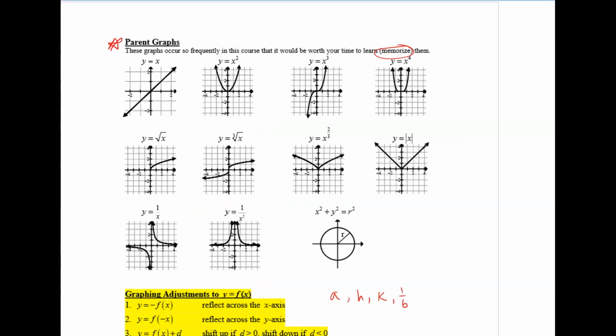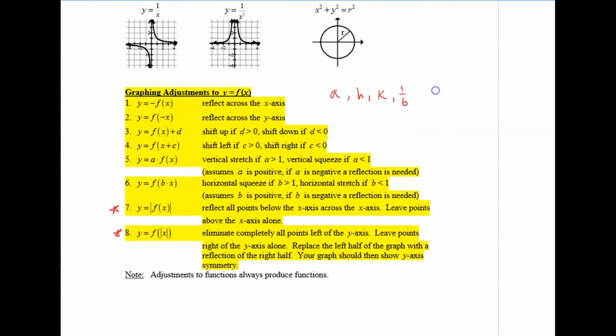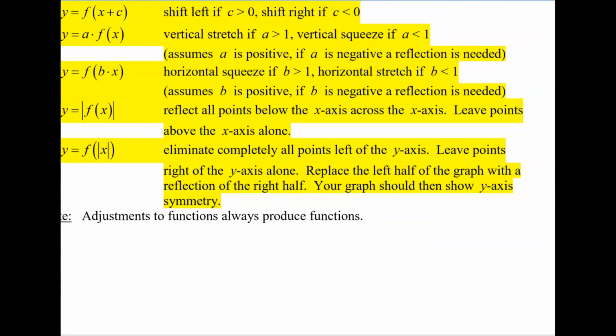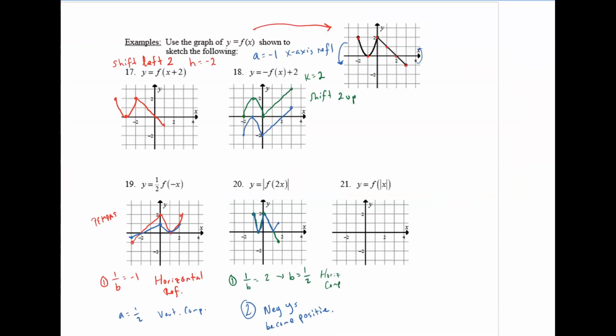And this is kind of a unique and different case, something that we might not have looked at much. But what it says here, it says eliminate completely all the points to the left. So everything to the left, all the negatives, completely gone. We leave the points to the right of the axis alone, but it's not like all of our negative domain values don't exist. They exist, but what happens, they become positive. So what we're going to do is replace the left half with the section of the right half. So we get a horizontal reflection, essentially. And note it says here, your graph should show y-axis symmetry. Okay, and that makes sense.